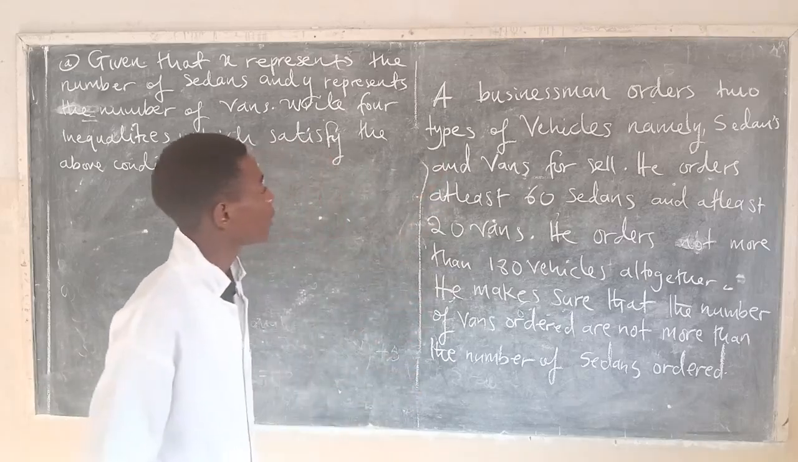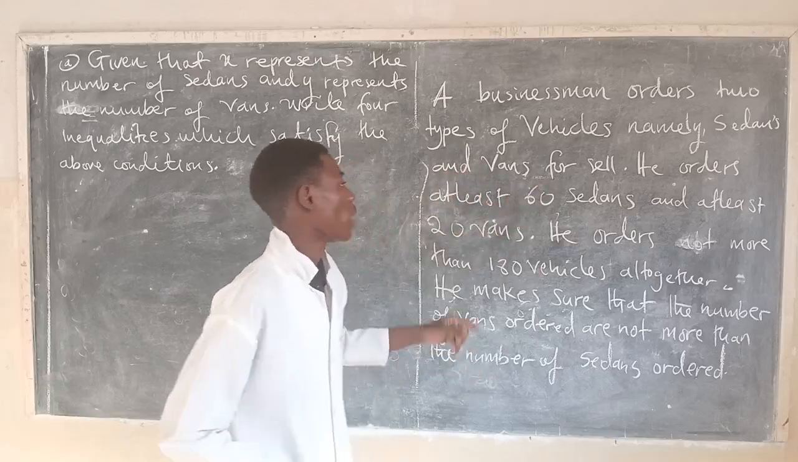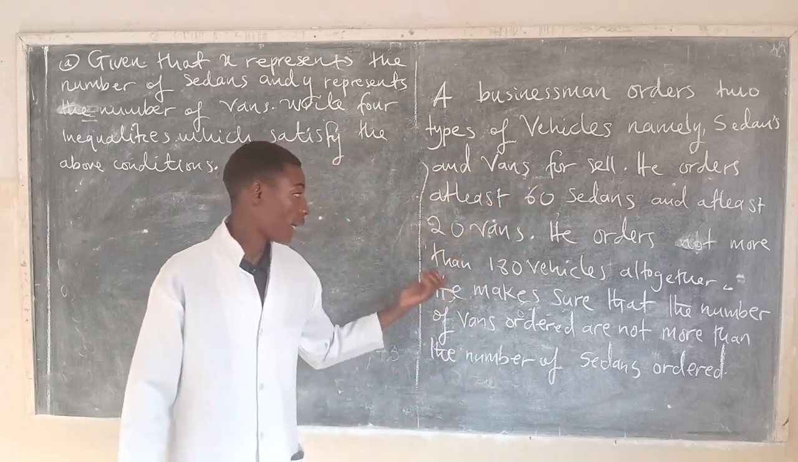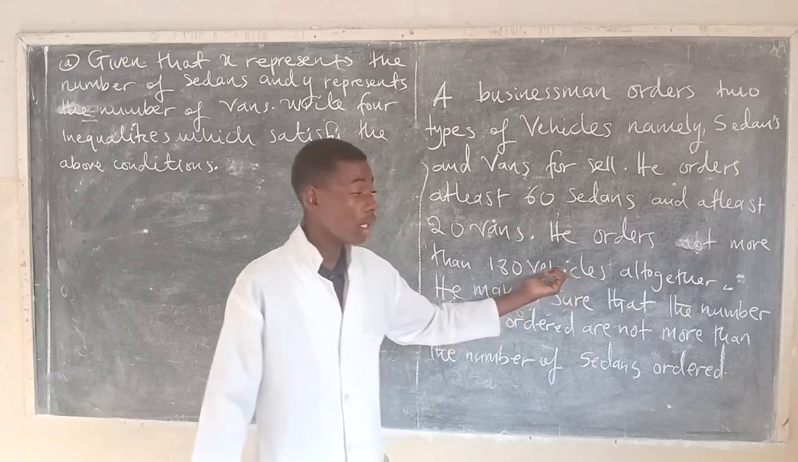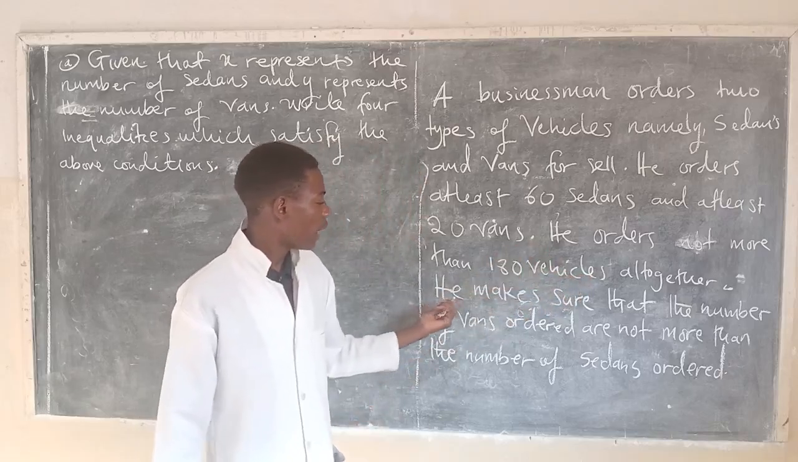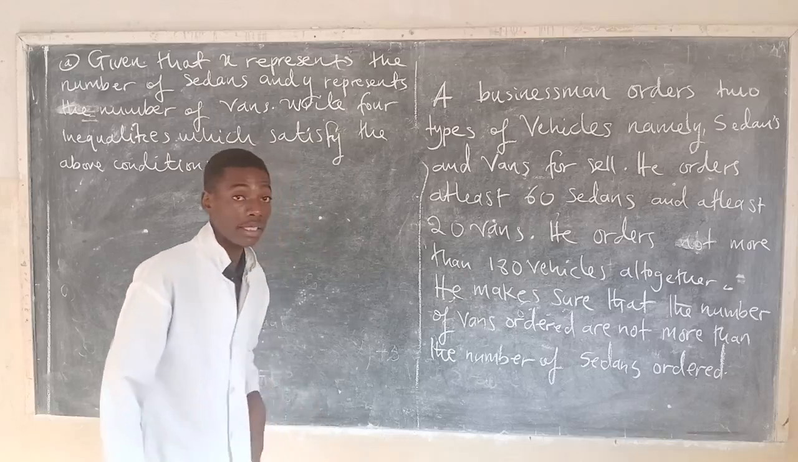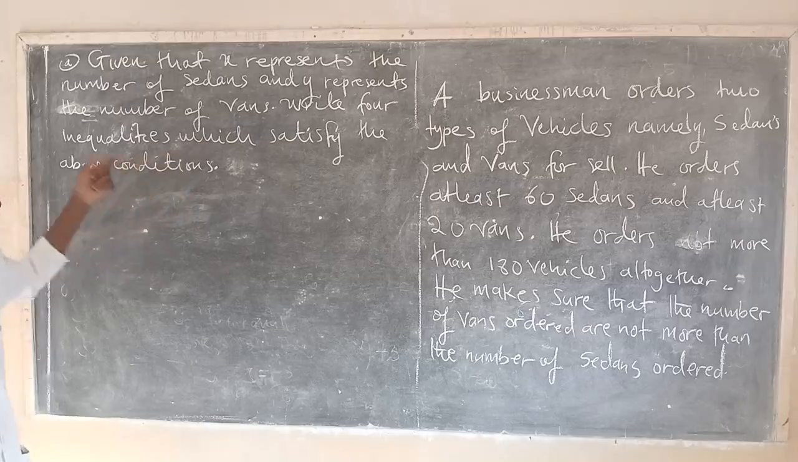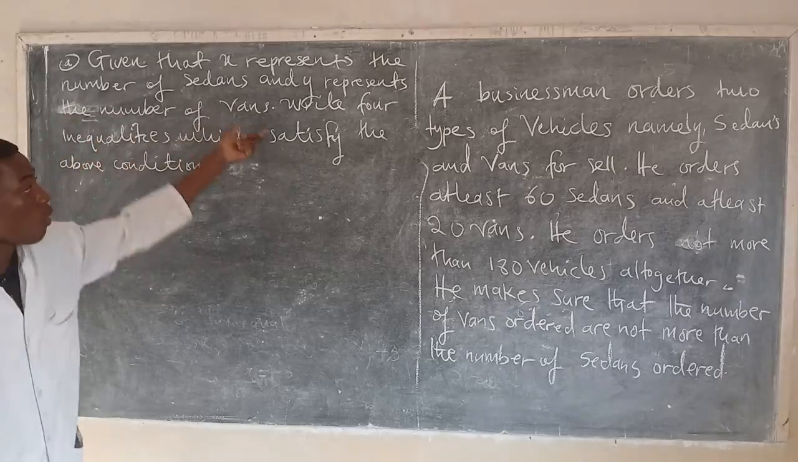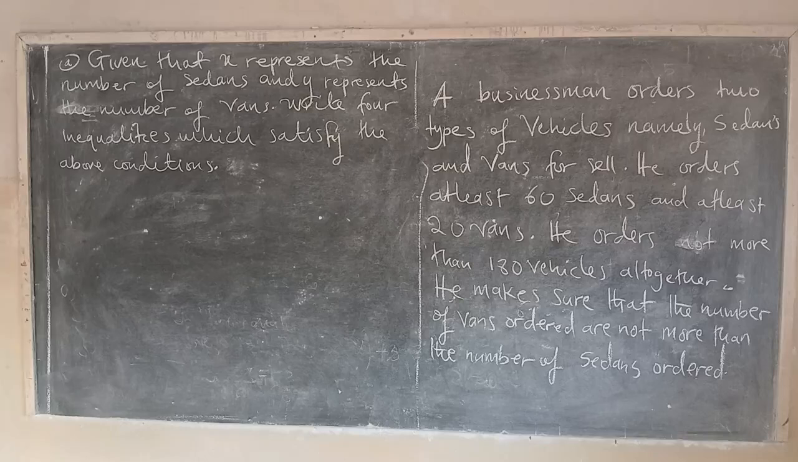It says that a businessman orders 2 types of vehicles, namely sedans and vans for sale. He orders at least 60 sedans and at least 20 vans. He orders not more than 180 vehicles altogether. He makes sure that the number of vans ordered are not more than the number of sedans ordered. Then it says that given that X represents the number of sedans and Y represents the number of vans, we are told to write 4 inequalities which satisfy the above conditions.